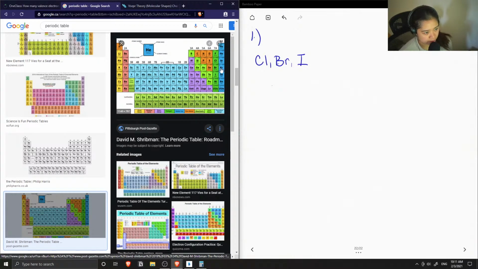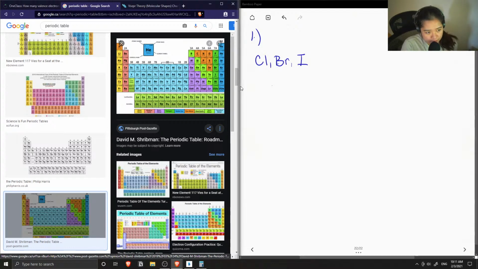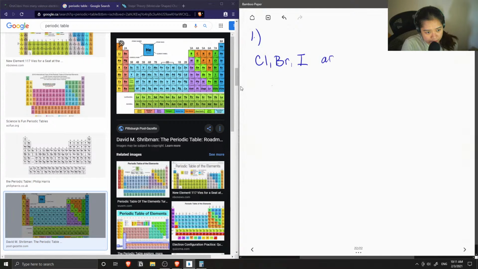Okay, so if we look at a periodic table, we'll see that all three of these elements, chlorine, bromine, and iodine, they're in the same group. So they're all in group 7A. So all of the elements in group 7A have 7 valence electrons.